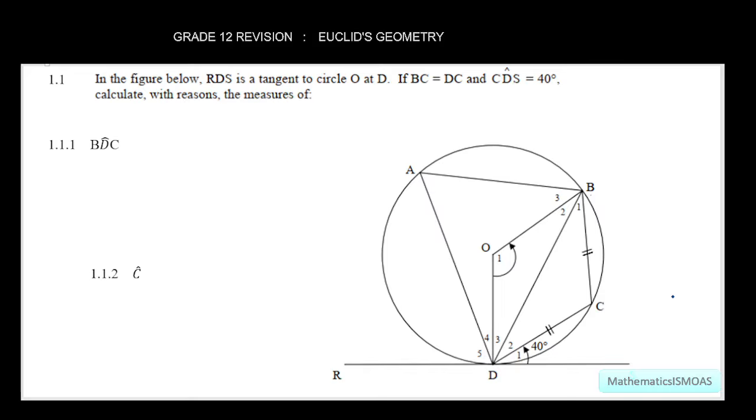Then we can start first by saying angle B1 is equal to angle D1, and your reason being tan-chord theorem. Remember, you must give a reason for each and every statement. Angle B1 is equal to angle D1, tan-chord theorem. Therefore, this means angle B1 is equal to 40 degrees.